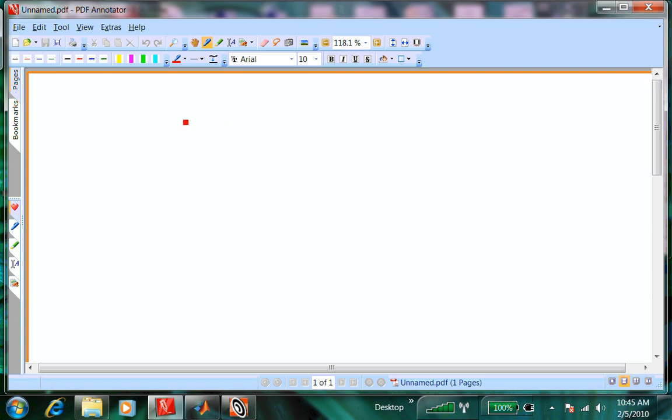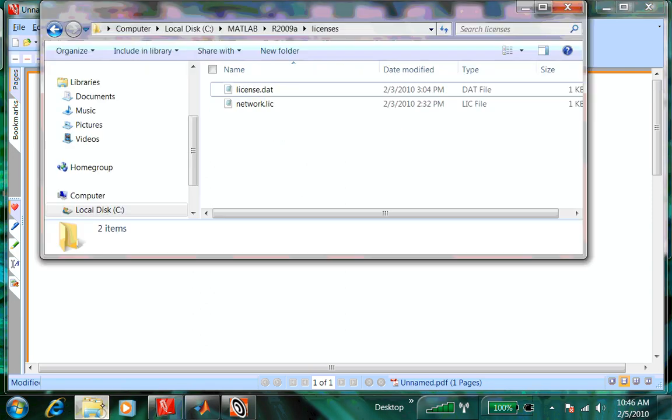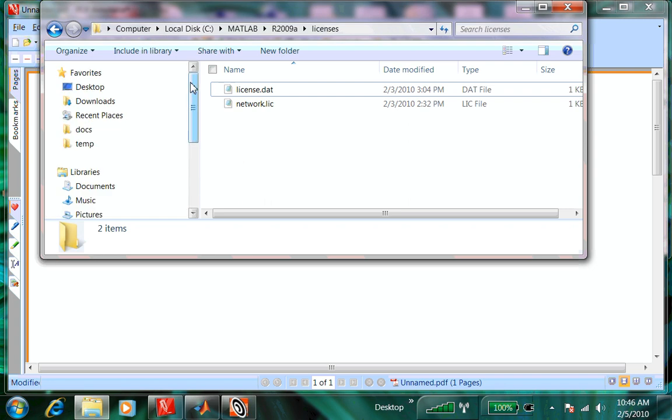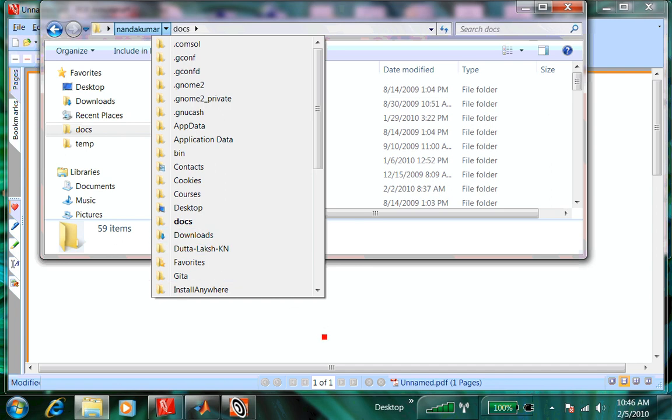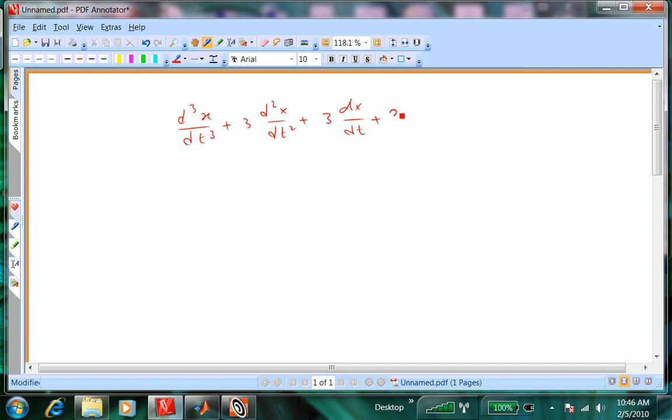So, the differential equation is d cubed x/dt cubed plus 3 d squared x/dt squared plus 3 dx/dt plus x equal to 1. So I've defined y1 as equal to x, y2 as equal to dx/dt.